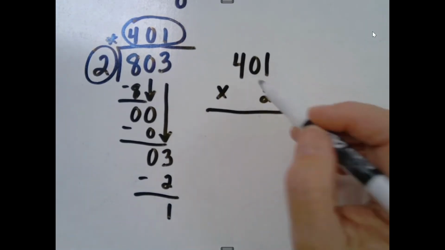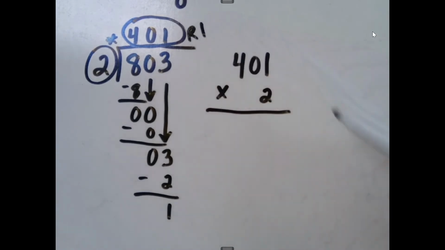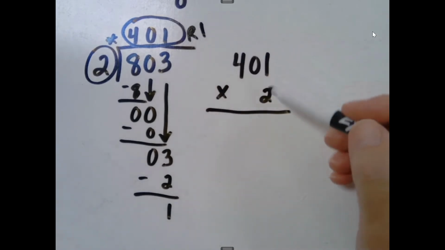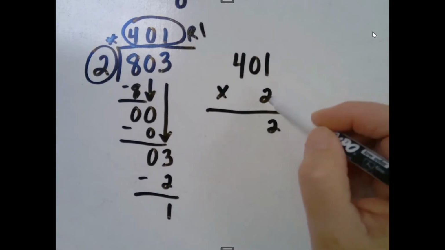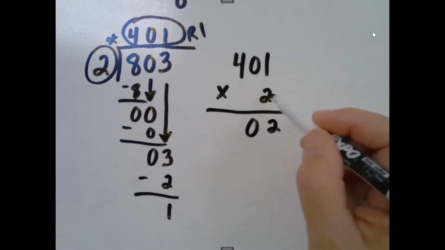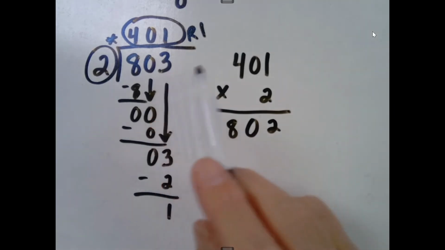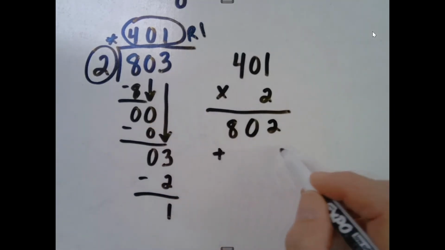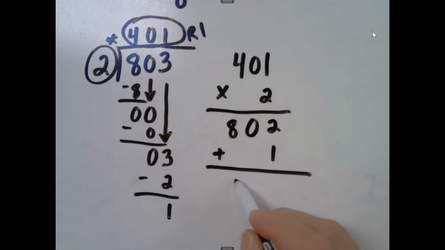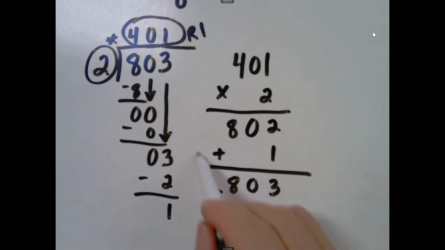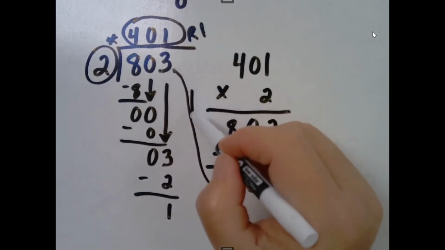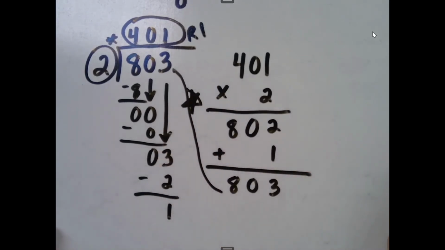1 times 2, oops, I forgot to put remainder 1 up there, didn't I? Okay, 1 times 2 is 2. 2 times 0 is 0. 2 times 4 is 8. Oh, I didn't get the same answer. Oh, but I forgot to add on the remainder. Okay, so now we have 803. Now do we match? Yep, going to give us a star for that one. Okay, let's go to number 4.